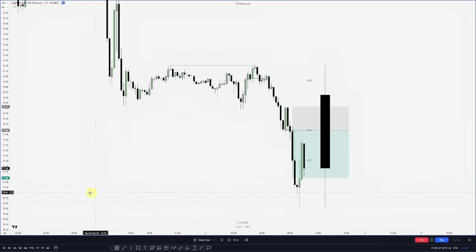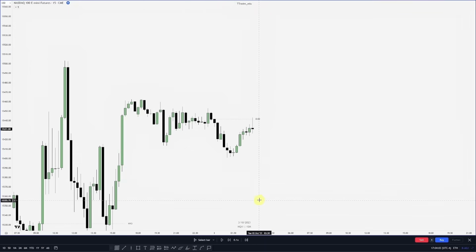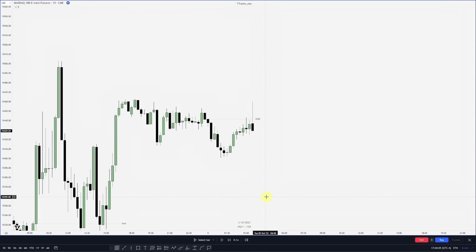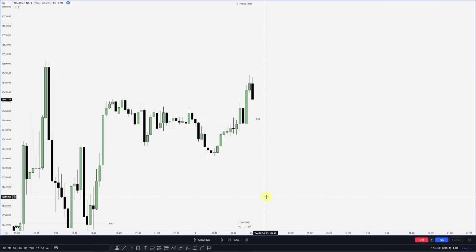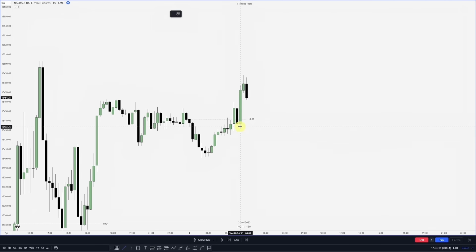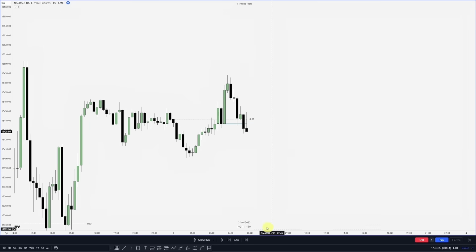Let's get into another example. So here we are with another example. Let's see what happens during London. Well, you can see we had some low resistance liquidity and London made a move higher running that out. Here is our series of up close candles here. And there we get a close below it.